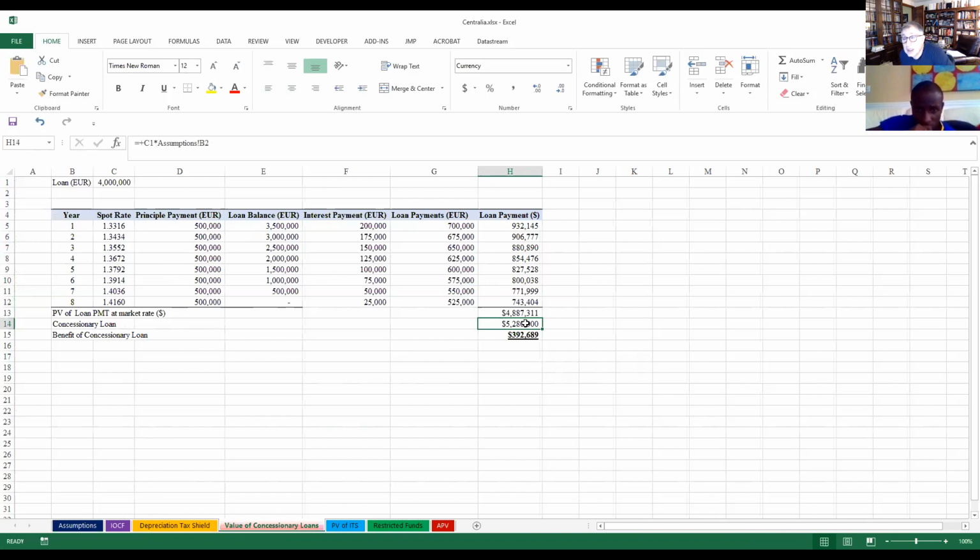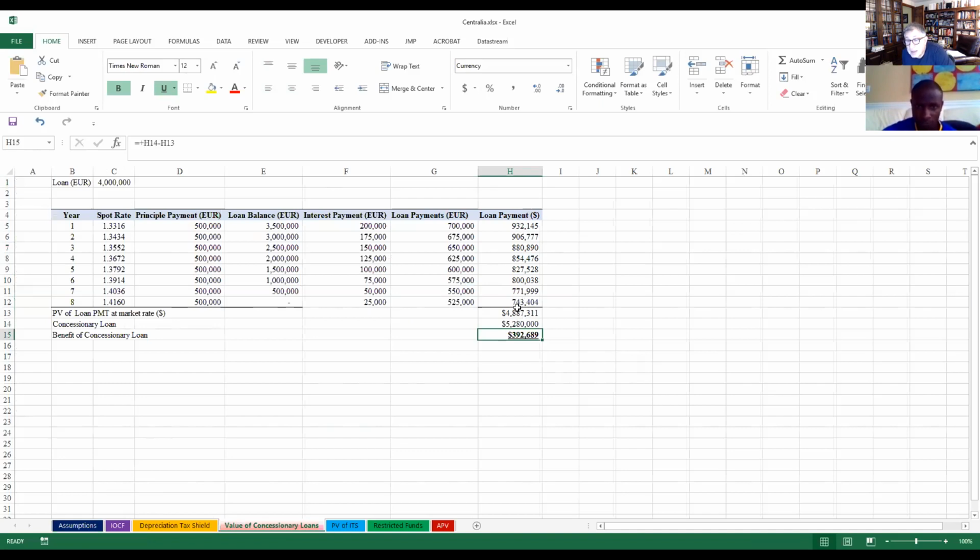So we actually paid 4,887,311 for something that is actually worth $5,280,000. So this gives us an advantage of 392,689. This is actually a value that we captured because we used the subsidized loan.